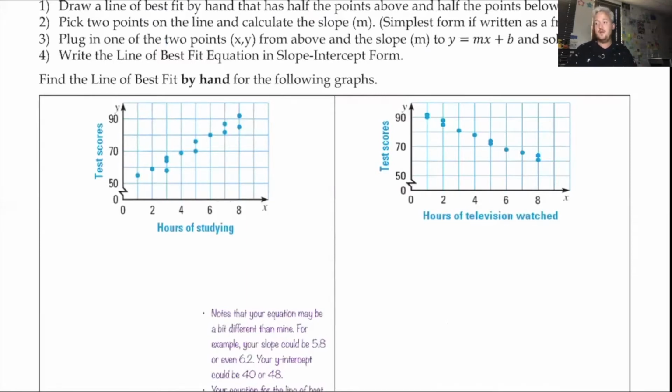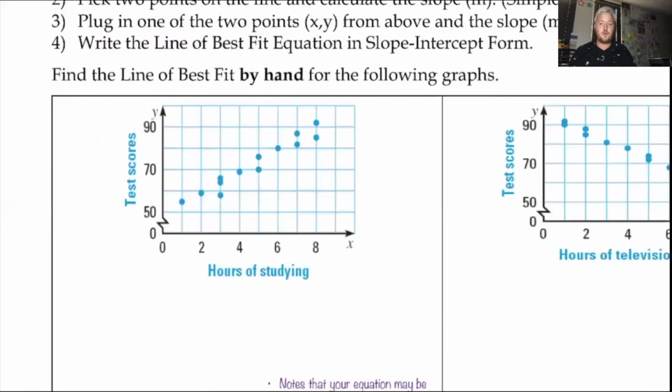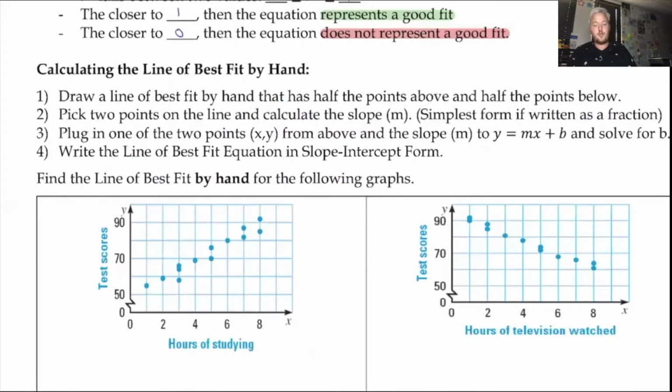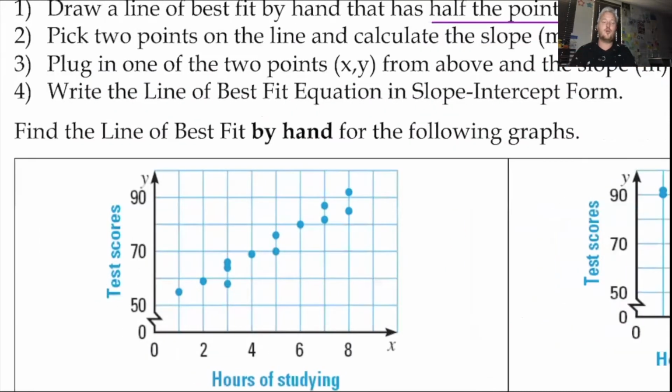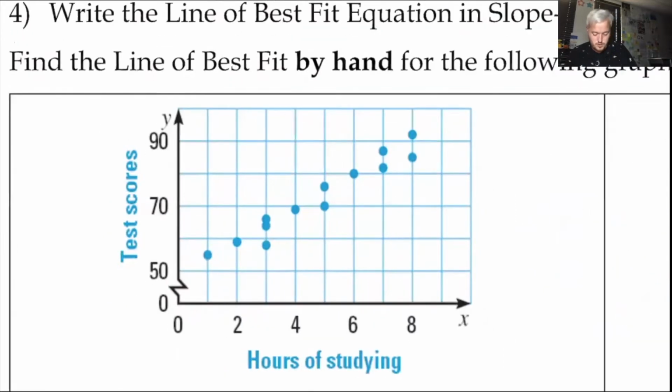All right. Whenever we are doing scatter plots by hand, you want to first draw your line of best fit. All the steps are up here. When you draw your line of best fit, you want half the points above and half the points below. We know this isn't going to be end all be all kind of thing. We know it's not always going to be possible to do that, but you want to get as close as you possibly can. So what I'm going to do is draw just a line of best fit. It doesn't have to be perfect. You want to get something close to it.